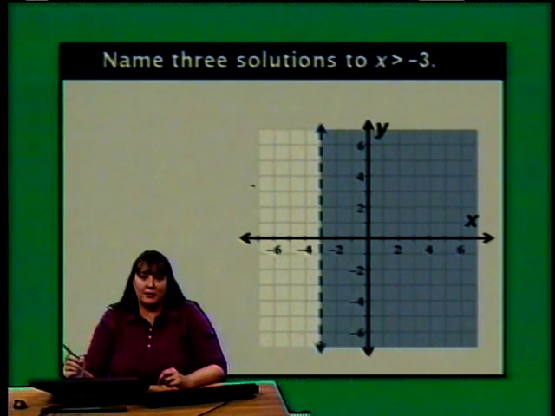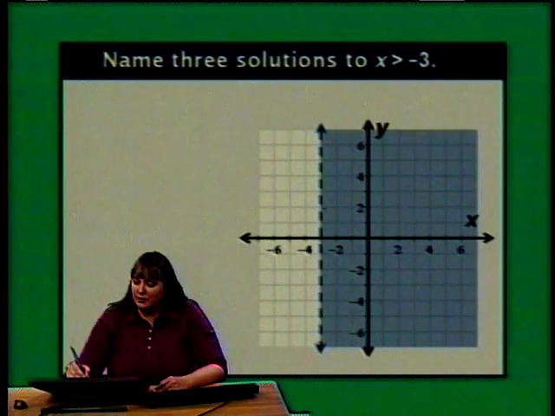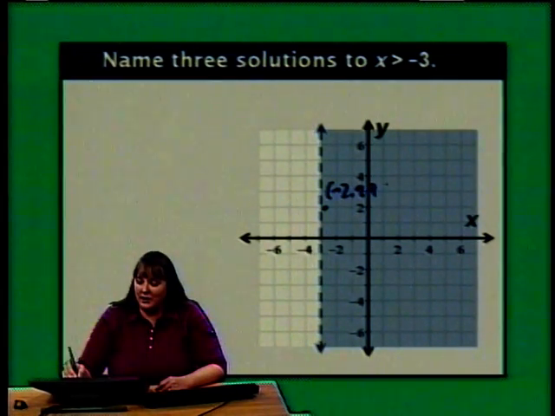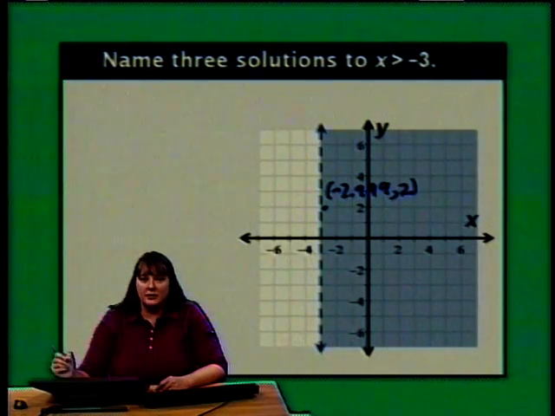Well, let's think about three particular solutions to this inequality. Since we have a dashed line, points on the line are not included. So when I think about three solutions, I want to make sure I don't pick a point on the line. I can pick a point very close to the line, though. For instance, I could take the point negative 2.9992. This would satisfy the inequality.